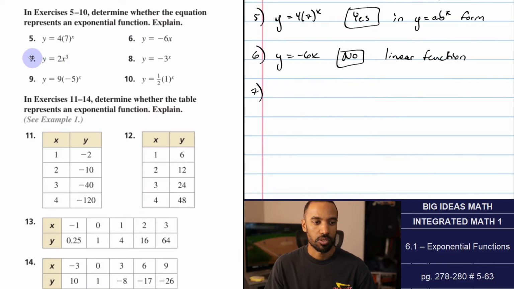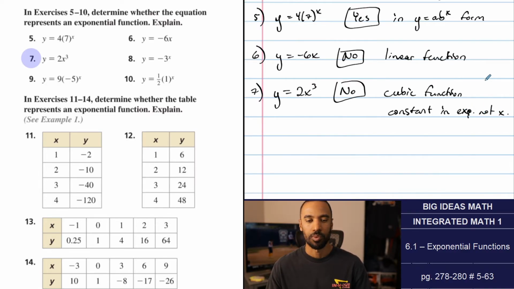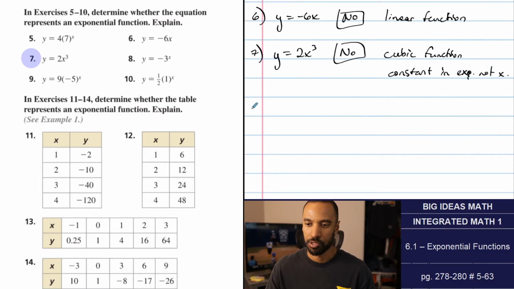Number 7, y equals 2x cubed. There is an exponent, but the variable is not in the exponent. This is also a no. This is what's known as a cubic function, as it's cubed. There's a constant in the exponent, not a variable. I'll say not exponential. We need x in the exponent for those.